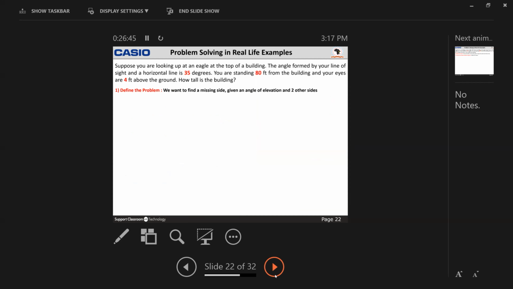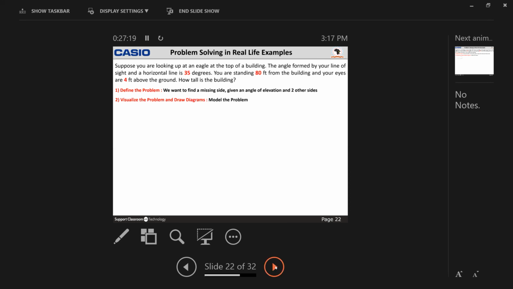Okay, one of the first steps in problem solving, so students can know how to start to solve this problem, is to define the problem itself. Students need to define the problem. In this case, we are asking about height, and we have a missing side. This is what we are mathematically focusing on. So students need to define what the problem is: I want to find the height, I have an angle, and so on. So the first thing is to define the problem.